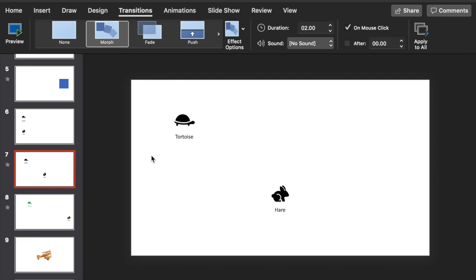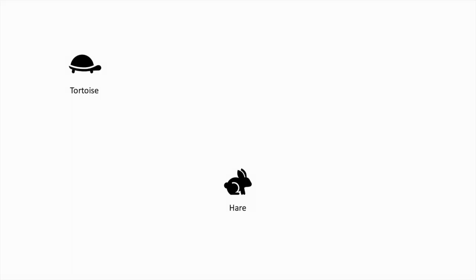In addition to this, Morph isn't used only for movement. It can also do things like change color. As you can see here, I've made the tortoise a little bit more green, and I've made the hare brown, so using Morph, it will automatically change these 2 icons and text to the different colors.